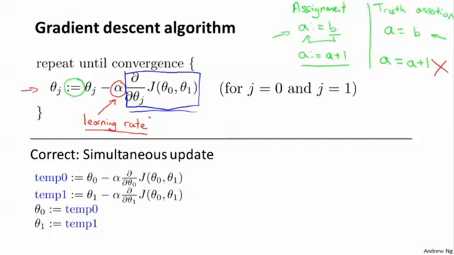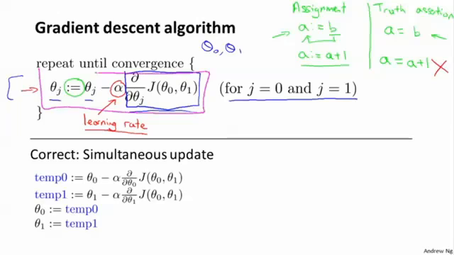Now, there's one more subtlety about gradient descent, which is in gradient descent, we're going to update theta 0 and theta 1, right? So this update takes place for j equals 0 and j equals 1. So you're going to update theta 0 and update theta 1. And the subtlety of how you implement gradient descent is for this update equation, you want to simultaneously update theta 0 and theta 1.